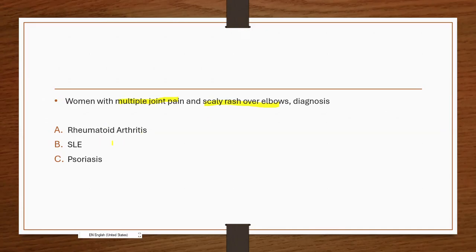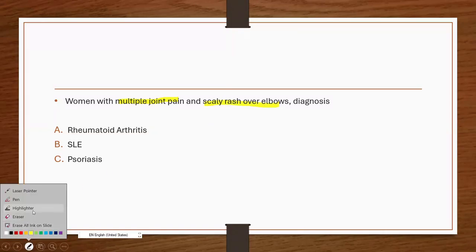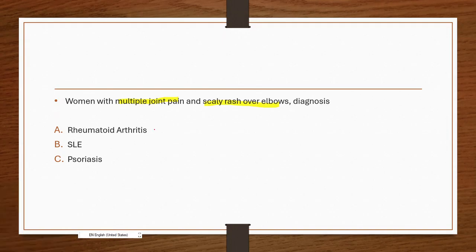Now, when you have rheumatoid arthritis, you don't get a scaly rash over elbows. So, rheumatoid arthritis is out here. What about SLE? Yes, you can get skin manifestation in SLE. You can get rashes in SLE, but it's not a scaly rash. The commonest rash that you get in SLE would be your butterfly rash over your cheeks. It's not a scaly rash. So SLE is out. Psoriasis, yes, correct.